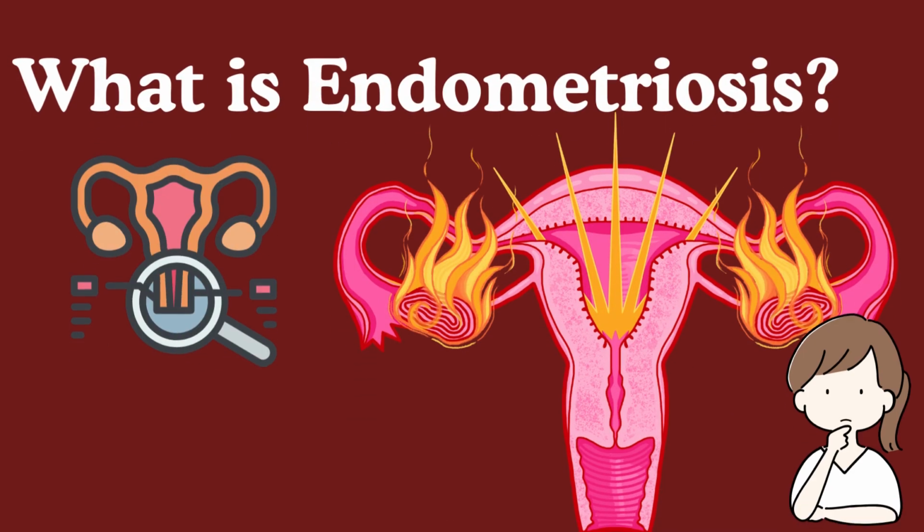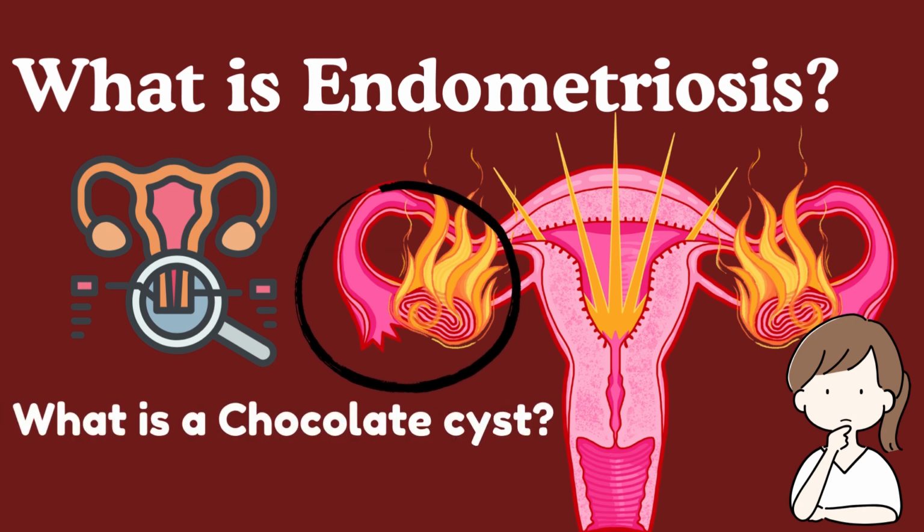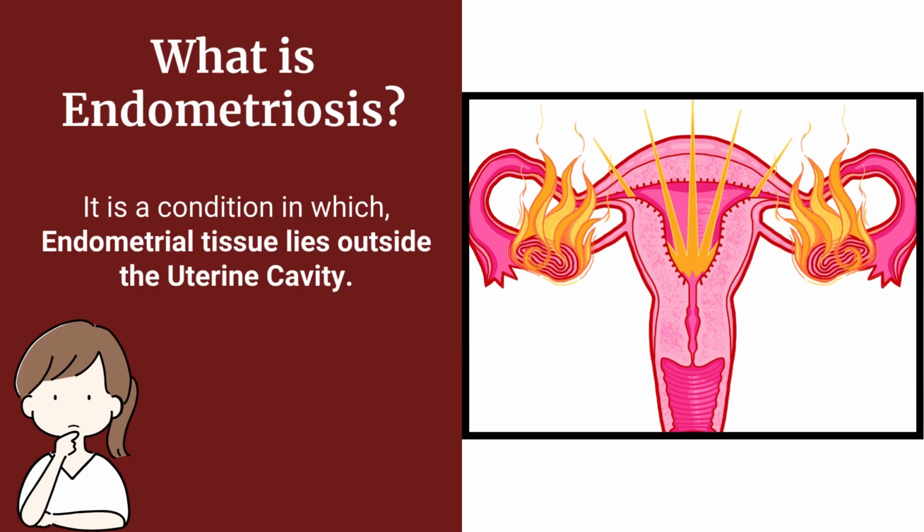In this video, we will talk about endometriosis. We will also talk about its complication in ovaries, known as the chocolate cyst. What is endometriosis? It is a condition in which endometrial tissue lies outside the uterine cavity.